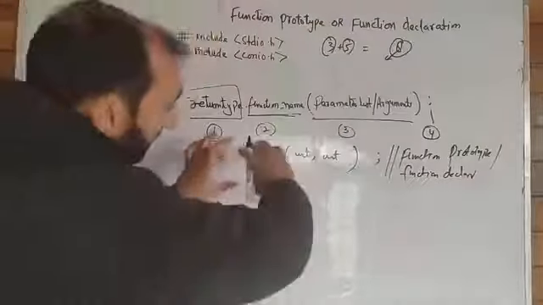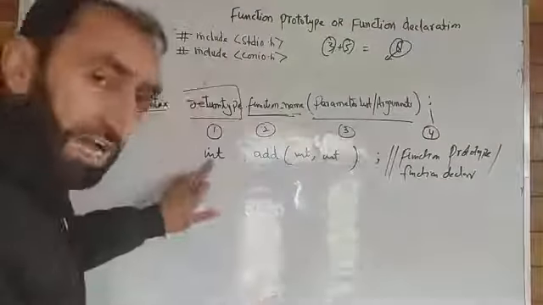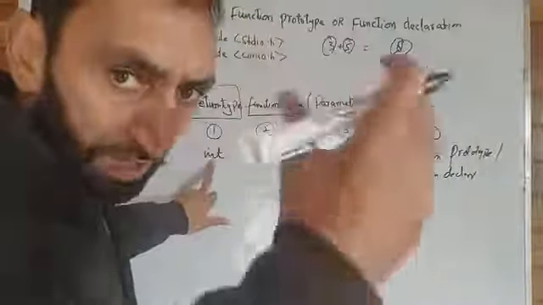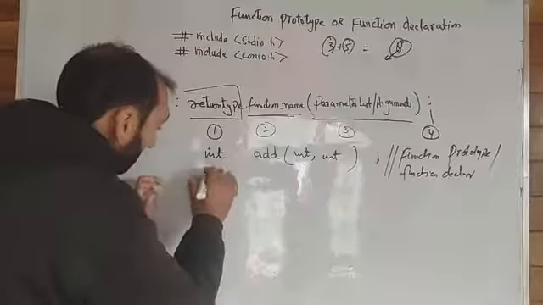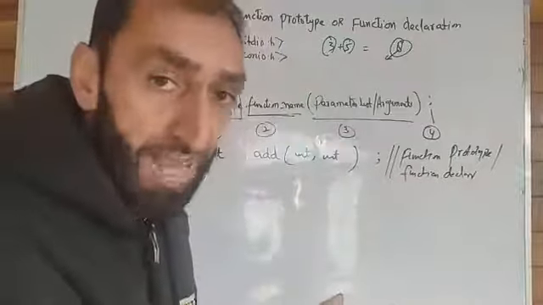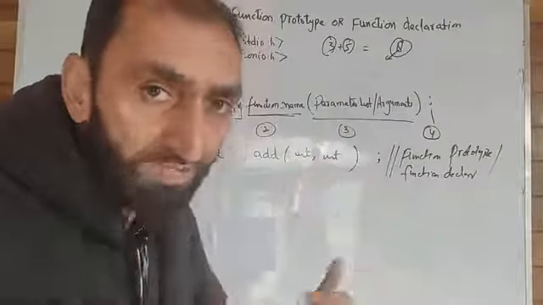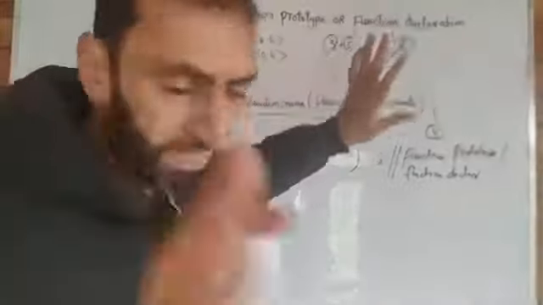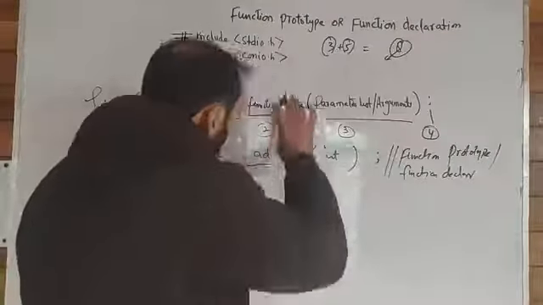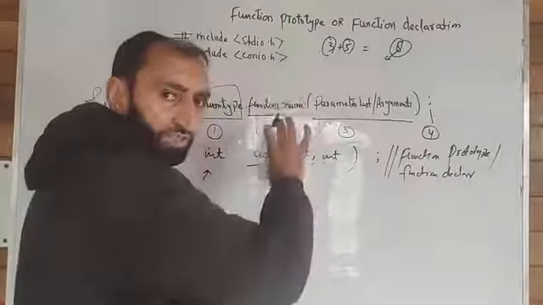What does the function declaration tell? It tells the compiler what data type the function is going to return. Here it is int, because add returns an integer. And the second one is the name of the function. We can say the identity of the function.